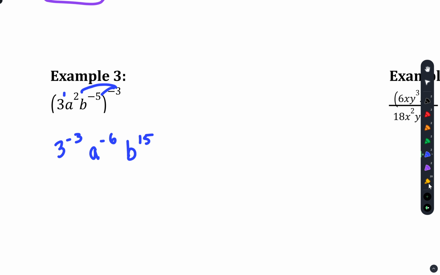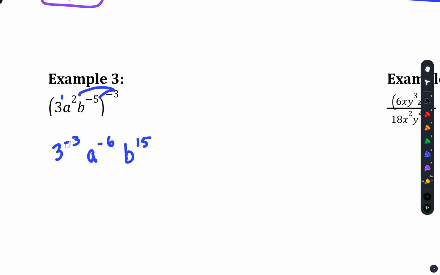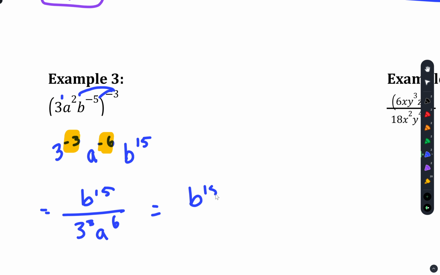The 3 and the a both have negative exponents, so both of those are going to go down to the bottom. B to the 15th over 3 to the 3rd, a to the 6th. We finish that off. 3 to the 3rd is 27.